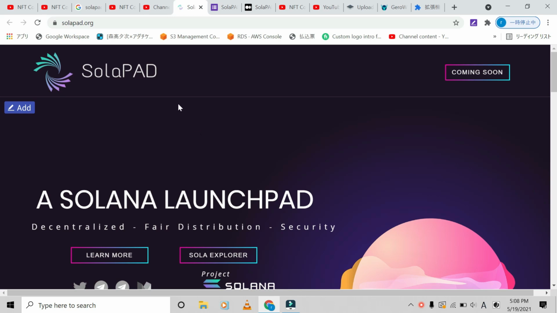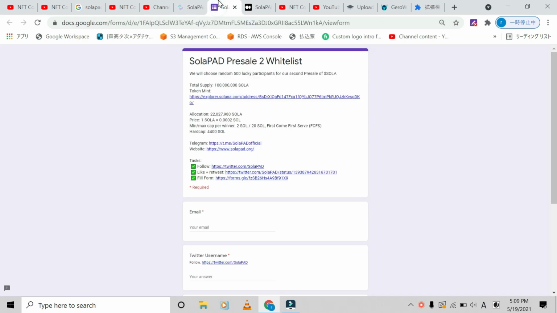What's up, guys? I want to go over Solpad, and Solpad is going to be the competitor to Solstarter to be the launchpad for Solana. And right now they're doing a pre-sale, and so if you can get a chance to get in the pre-sale, I think it would be a good idea.